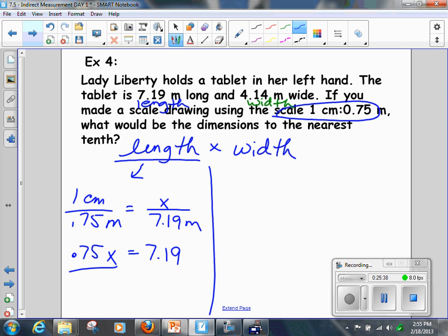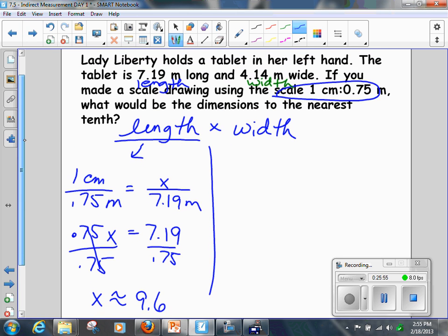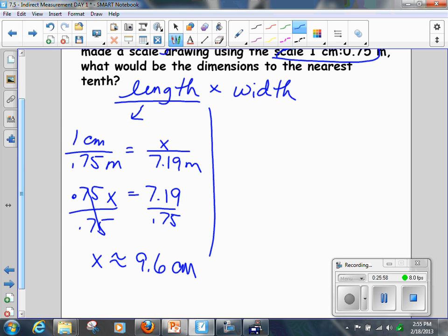All right, so what is 7.19 divided by 0.75? Ooh, 9.58, so let's round it to the nearest tenth. 9.6. Why would that be centimeters and not meters? Because that's the scale. It's centimeters. Remember, you're making your scale drawing, and that's going to be smaller than the actual figure, okay? That is the length of the tablet.